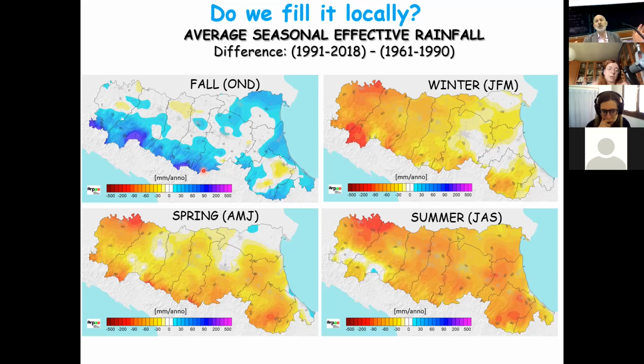So the distribution of the rainfall is changing, and there are more concentrated important rainfall events in fall and much lower rainfall during the other seasons. Particularly critical is the spring, because the spring is very important for the recharge of the aquifer.